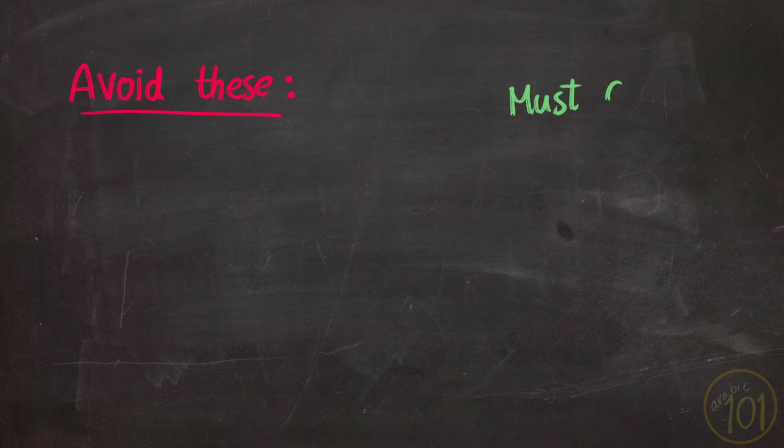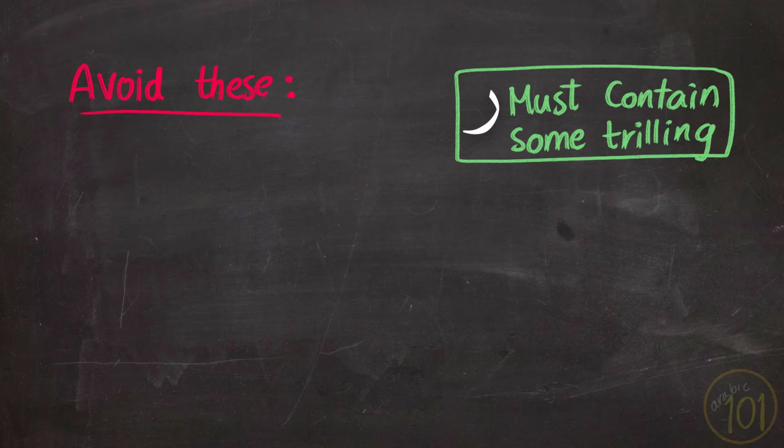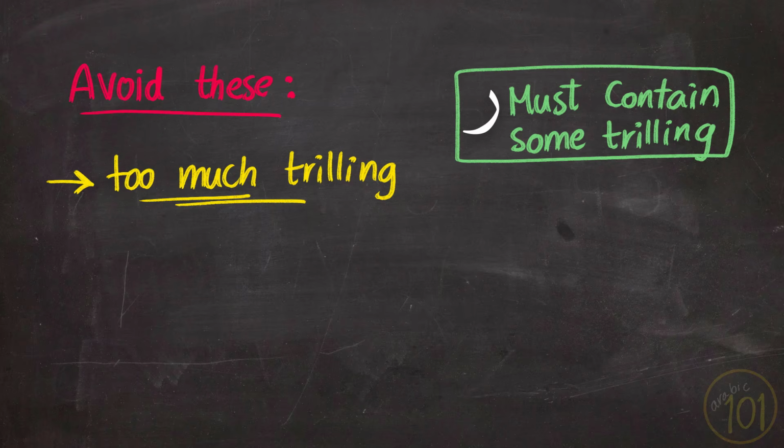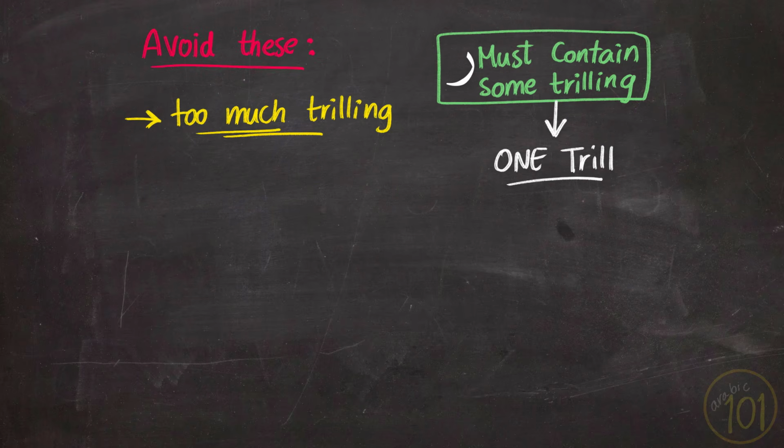Third, ra in the Quran must contain some trilling, but too much of it is also not good either. Without it, there is no ra. In fact, each ra needs one trill, which is something that we can hear in these examples.